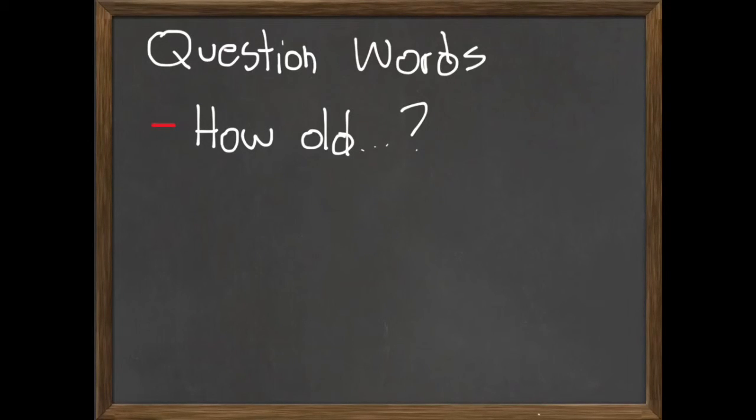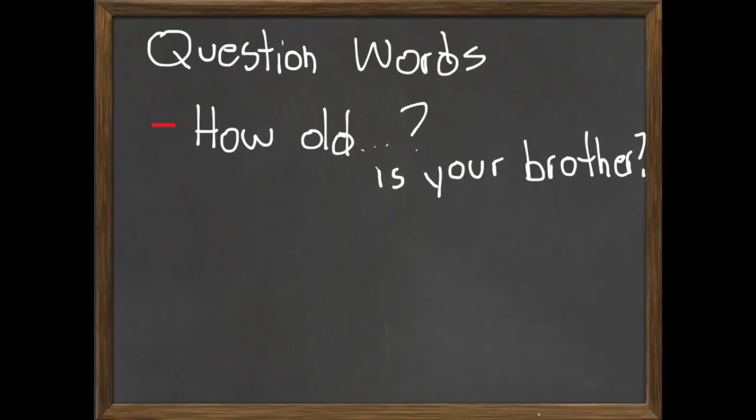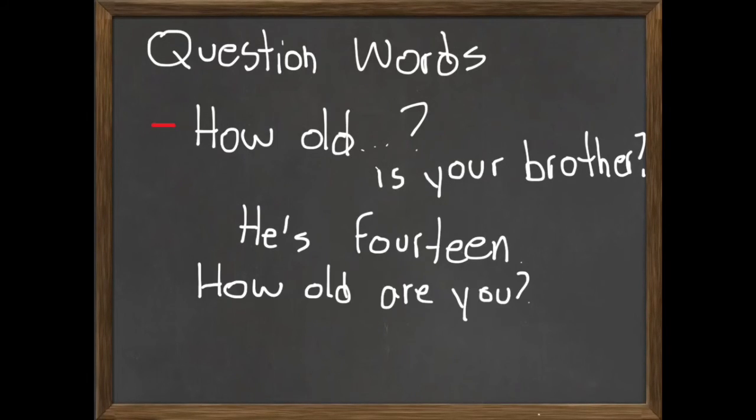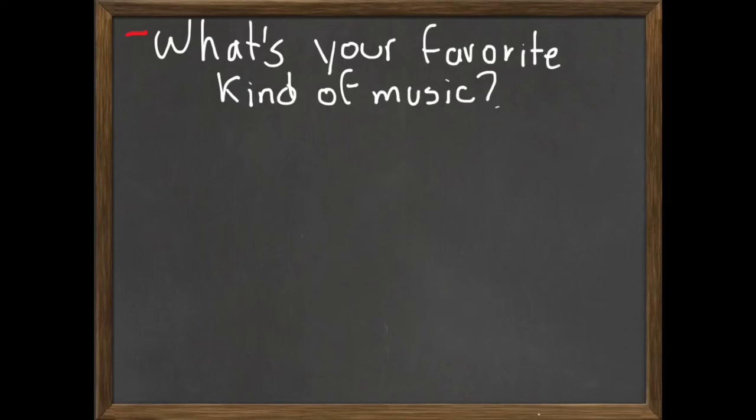And lastly, how old? We use this to ask about someone's age. We could ask, how old is your brother? And the answer could be, he's 14. Another question, how old are you? And you would answer, I'm, and your age.